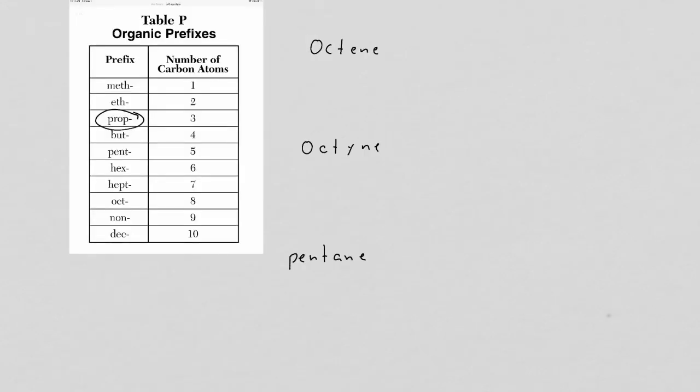Now, just briefly mentioning prefixes. If you're given a prefix and a suffix, you can figure out what the molecular formula for a hydrocarbon is. So octene has 8 carbons. Because of the suffix ene, I know its generalized formula is CnH2n, because it's an alkene, which means I know it has 16 hydrogens.